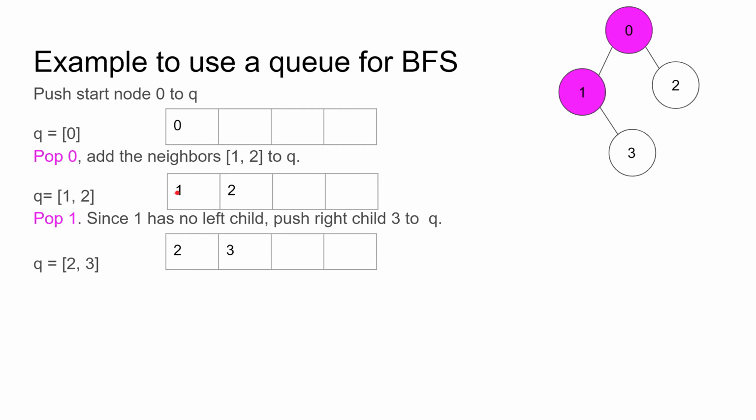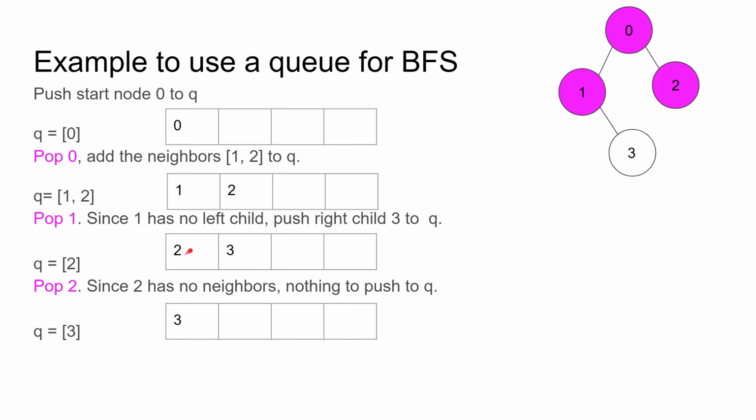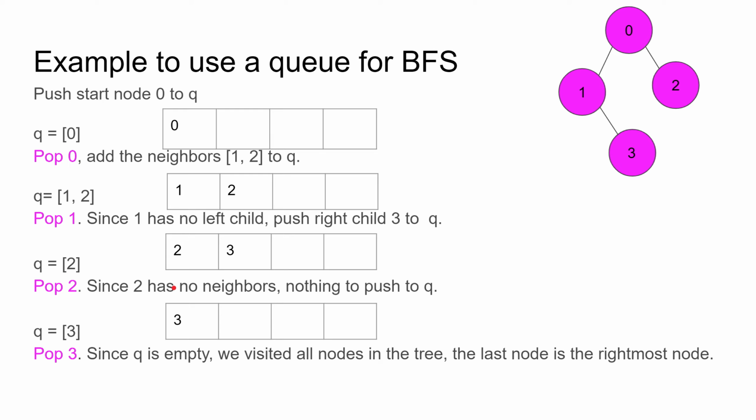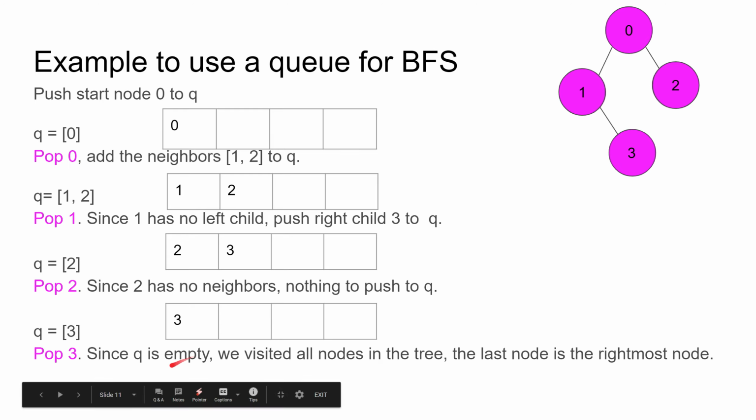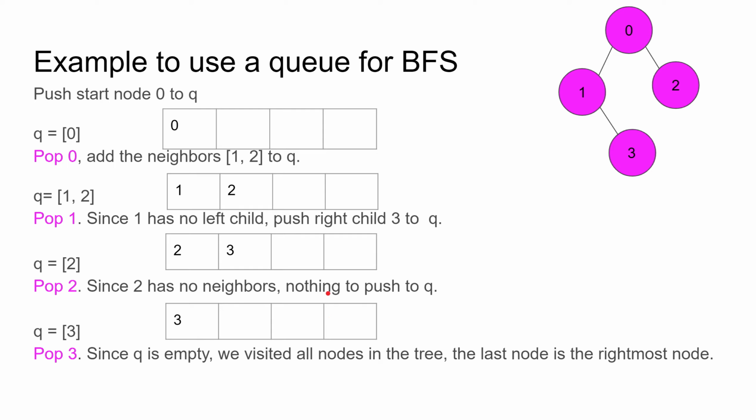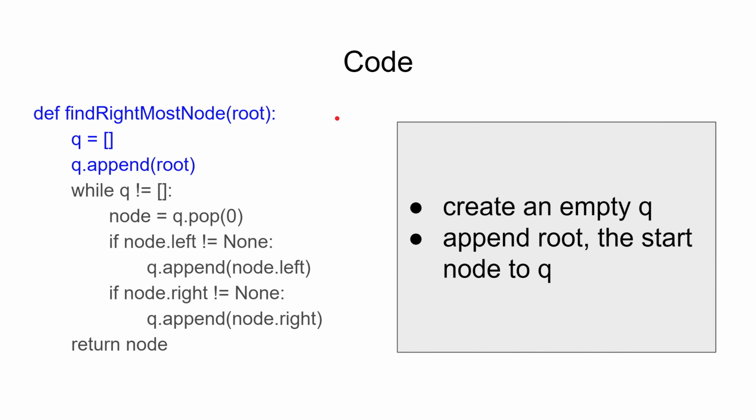And you pop 1 out, because that's the front of the queue, and since 1 has no left child, it only pushes 3 to the queue. So the queue is now 2 and 3. Then you pop out 2, because that's the front, and since 2 has no neighbors, you push nothing to the queue. So it has 3 left. And it pops out 3, and since the queue is now empty after popping out 3, you have visited all the nodes in the tree. The last node is the rightmost node, and 2 is not the rightmost node, because it has to be on the last level. So 3 is the rightmost node in this case.